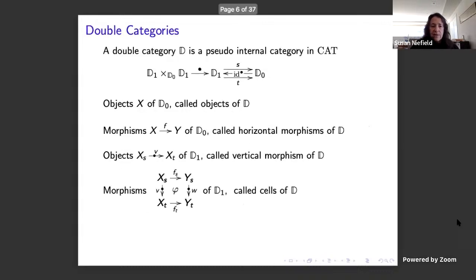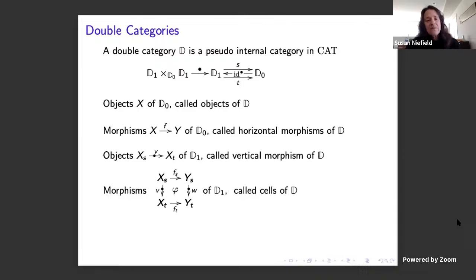Okay, so let's see if it's advancing. Okay, so let me remind you, I hope people know what a double category is, but this will be a reminder. A double category D is a pseudo internal category in CAT. So unraveling that, the objects X of D0 are called objects of D. This is just terminology. The morphisms f from X to Y of D0, I call them horizontal morphisms.